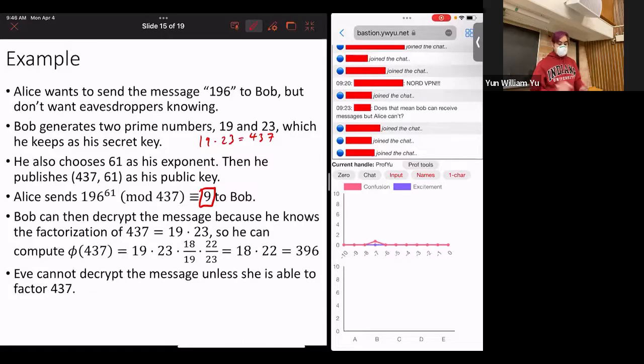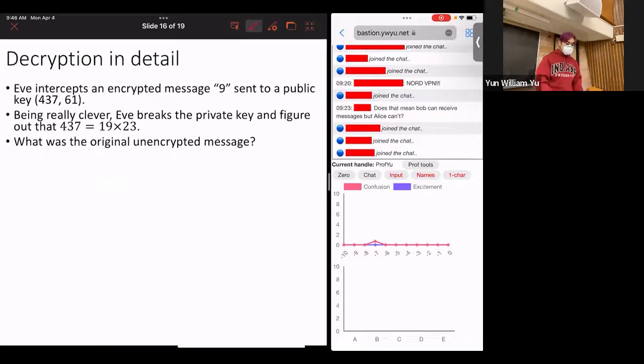On the other hand, Eve cannot decrypt the message unless she's able to factor 437. Now for a small enough number like this, Eve probably would be able to factor it. But if you picked a really big pair of primes, Eve probably wouldn't be able to factor it, and then wouldn't be able to solve this. Let's go through the decryption in detail. So Eve intercepts an encrypted message, 9, sent to the public key 437, 61. Being really, really clever, Eve does actually factor this. Eve is like, oh, hey, I know that 437 is equal to 19 times 23. And so now Eve has broken the key and knows what the secret is.